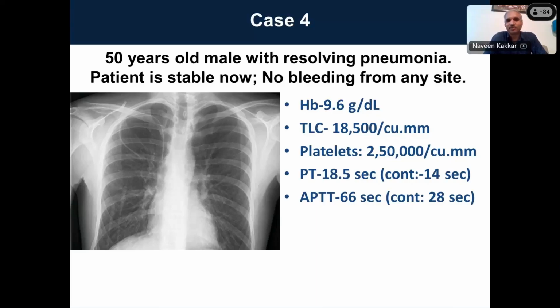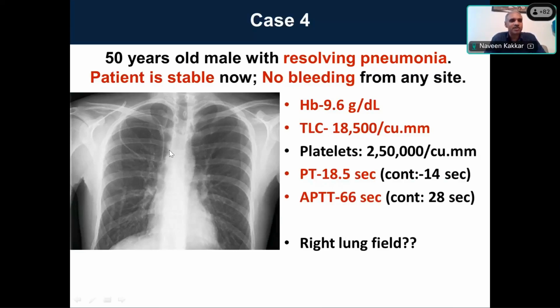Okay, doesn't matter. We'll go along. It's heparin. Yes, very good. So resolving pneumonia, stable patient, CBC not too bad, PT, aPTT prolonged, platelets normal. So right lung field I just pointed out, you picked up a central line.